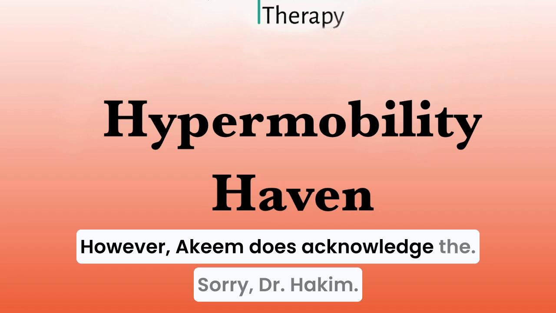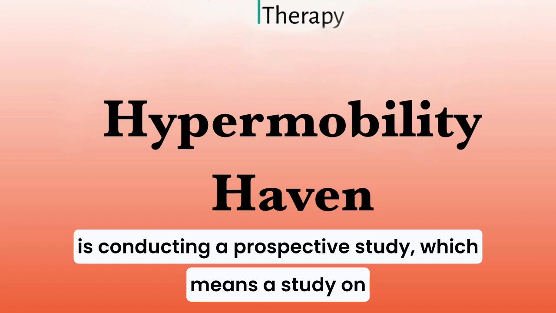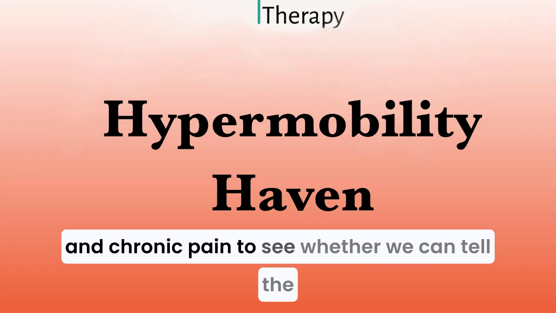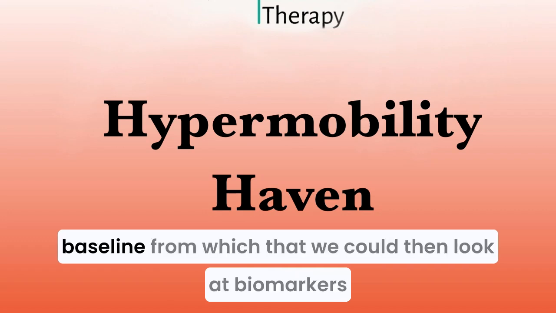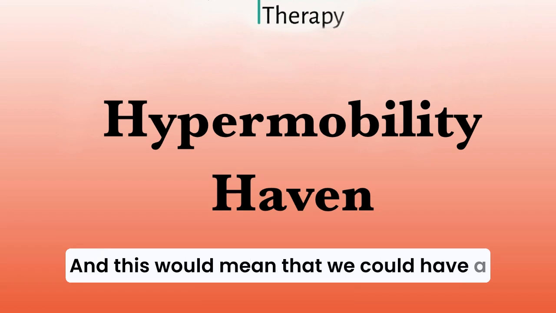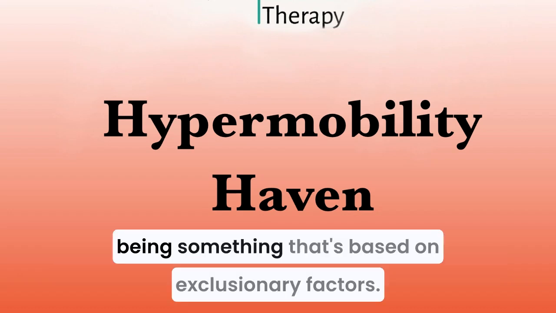However, Dr. Hakim acknowledges the need to remodel the criteria, and he is conducting a prospective study, which means a study on people in the future, looking at people with HSD, hEDS and chronic pain to see whether we can tell the differences between those three conditions. That would give a baseline from which we could then look at biomarkers and test those on these populations. And this would mean that we could have a clear test for an hEDS diagnosis rather than it being something that's based on exclusionary factors.